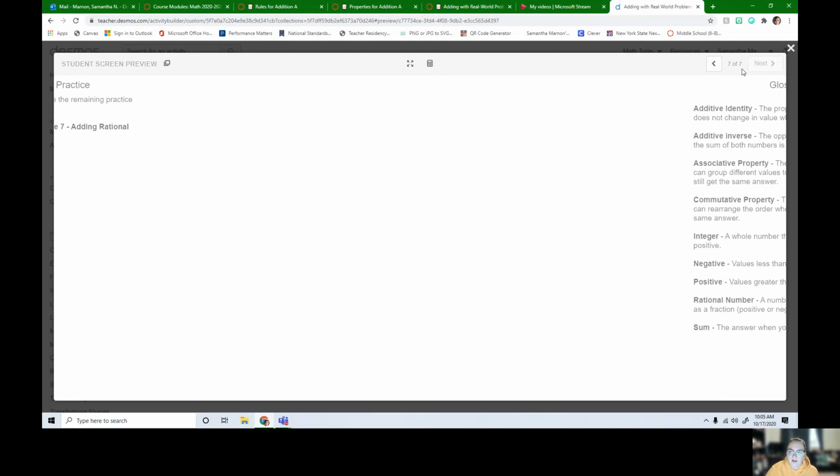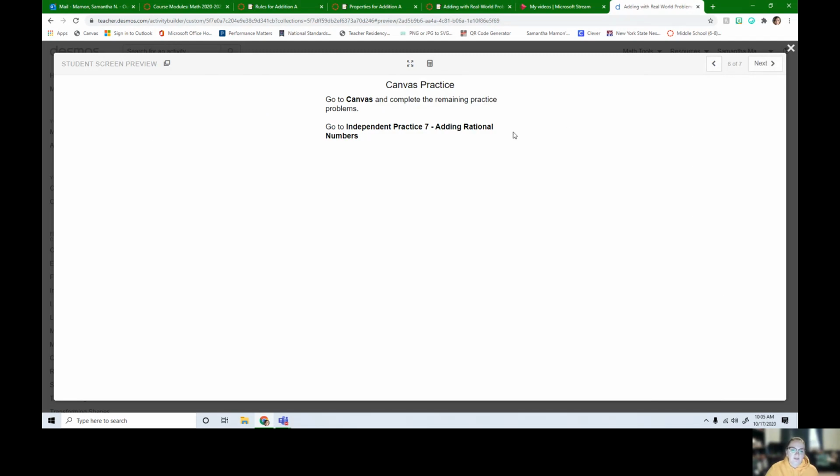Now we just have our glossary on the last slide, and then our Canvas practice telling us to go do independent practice 7, adding rational numbers. So you can go do that now.